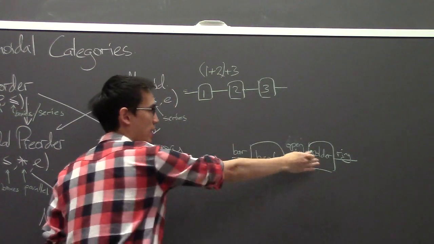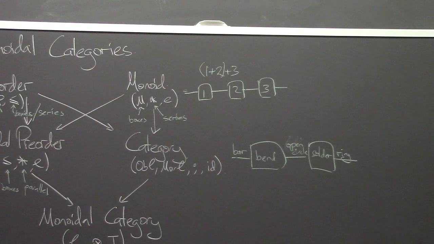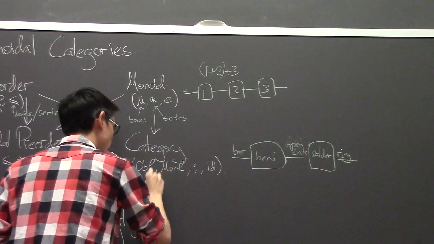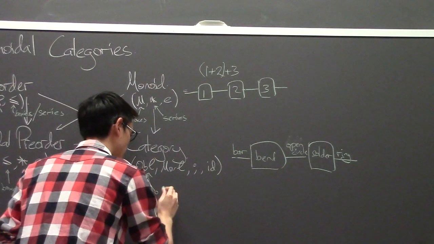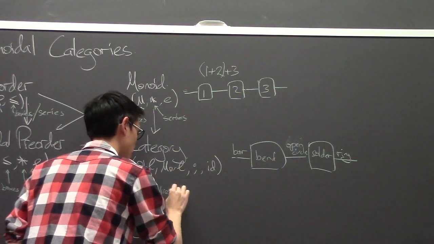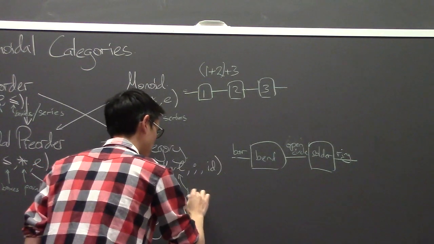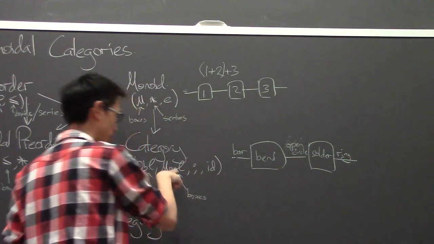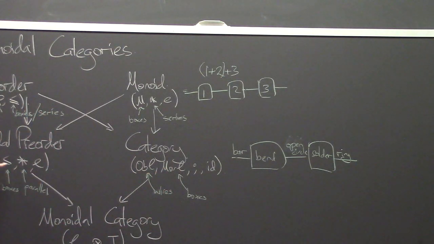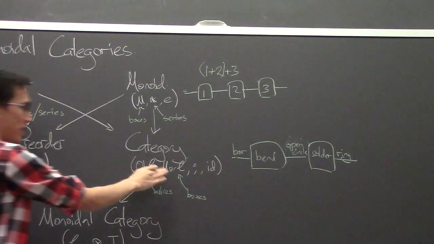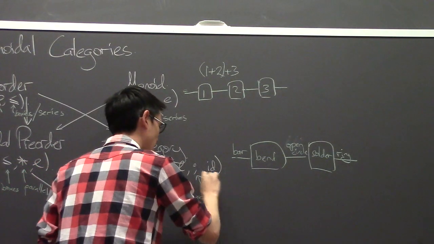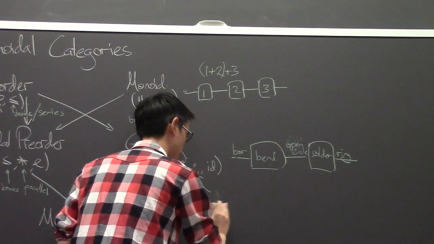So you can't just take a bar and solder it because there's nothing to connect. So here, these are the wires, these are the boxes, and now the boxes aren't just the existence of a less than sign, but an actual way of relating things. And then this is series composition.